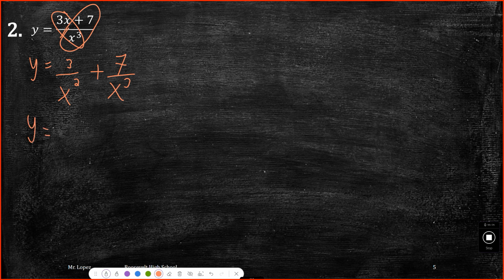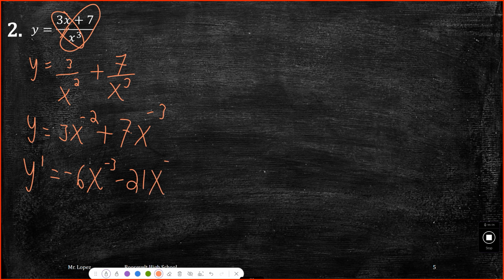So y would be 3x to the negative 2 plus 7x to the negative 3. And now you can go ahead and do the rule of today. y prime is going to equal negative 2 times 3, which is negative 6, x to the negative 3. And then negative 3 times 7 is negative 21, x to the negative 4. And then just kind of simplify it.